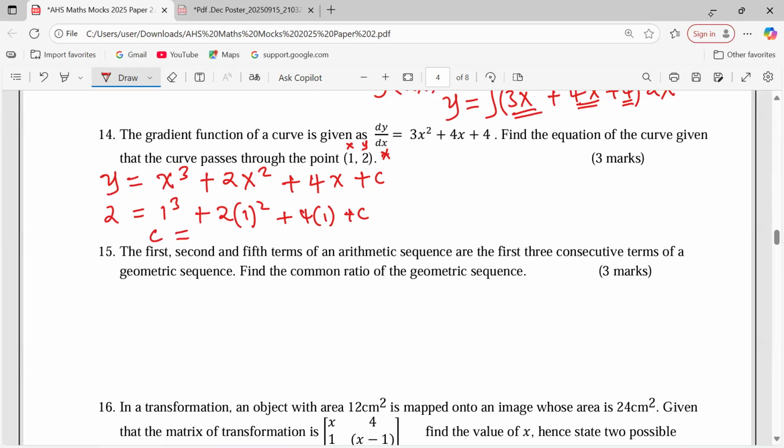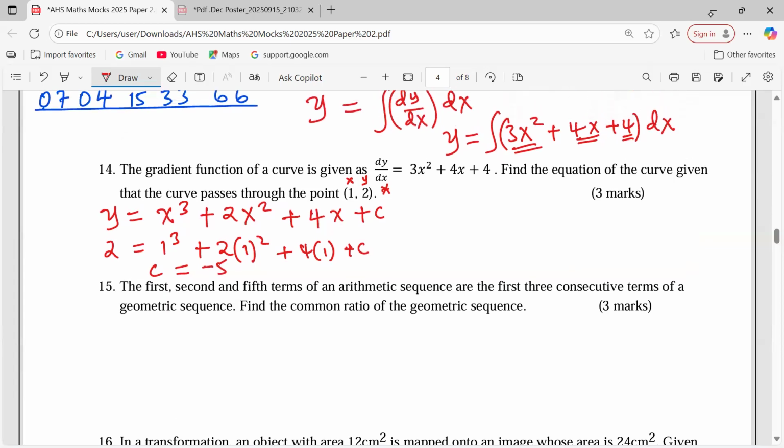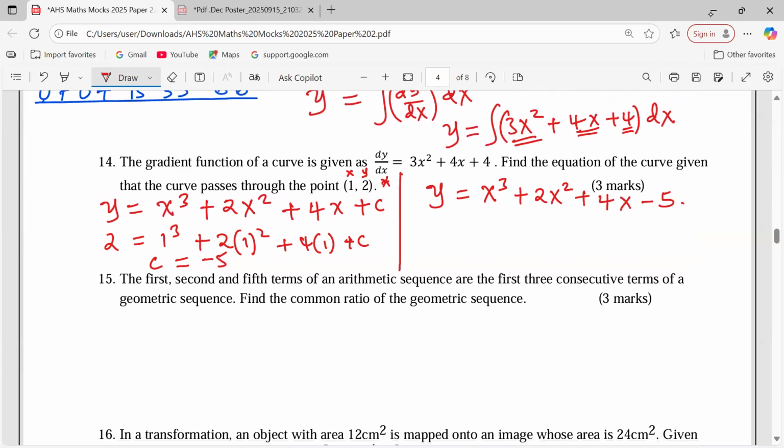We take 2, we subtract 1 power 3, we subtract 2 times 1, and we also subtract 4 times 1, giving us negative 5. Now, if the value of c is negative 5, then the specific equation to this particular curve can now be written. So y equals x power 3 plus 2x squared plus 4x minus 5. So this is now the specific equation of the curve.